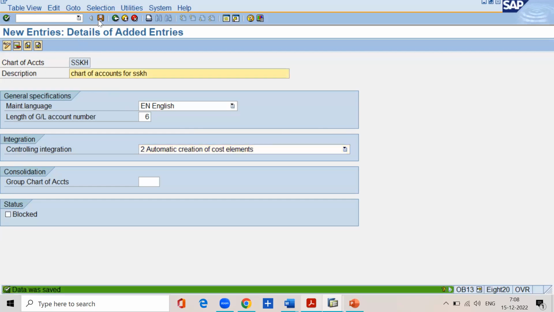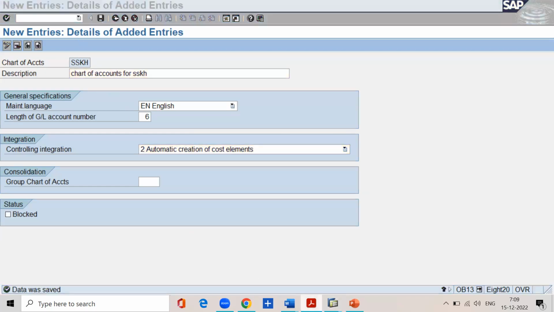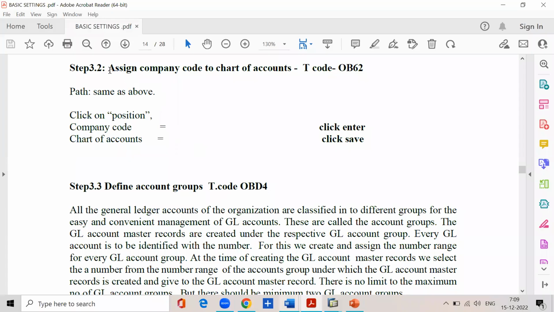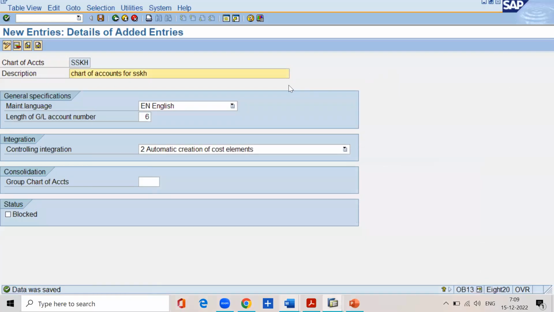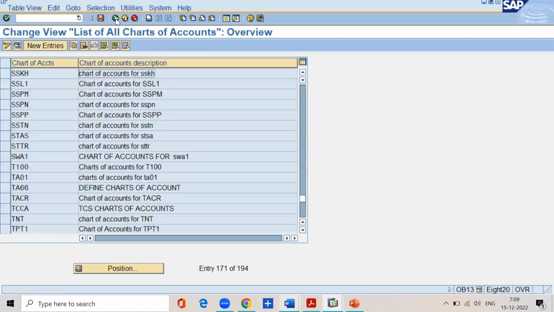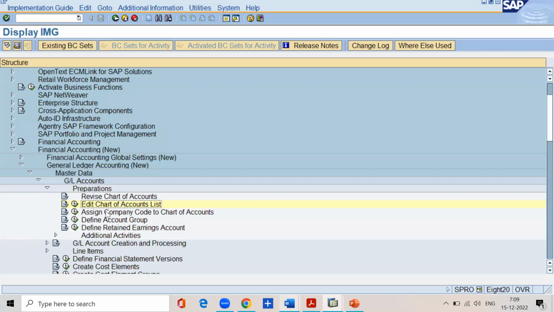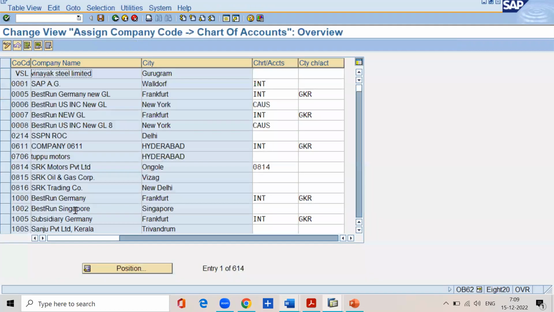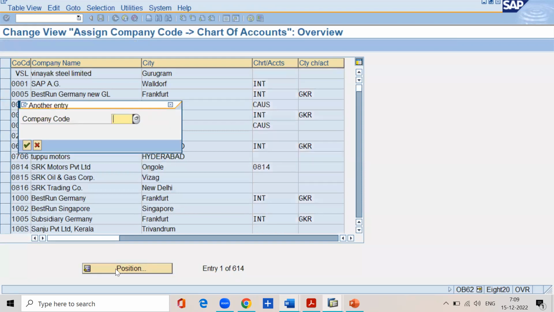Click on save. For the time being, just take the notes. Now, assign company code to chart of accounts. Path is same as above. So whenever you see path is same as above, I told you yesterday, right? You have to go on clicking on back arrow till you reach IMG screen. See, assign company code to chart of accounts. Click on position.